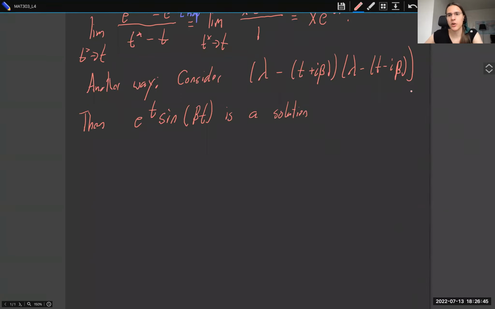And this is for beta not equal to 0. Thus, we're not even going to consider the cosine solution. We're just going to consider e to the t x sine beta x divided by beta. And then we're going to take the limit as beta goes to 0 of e to the t x sine beta x divided by beta.